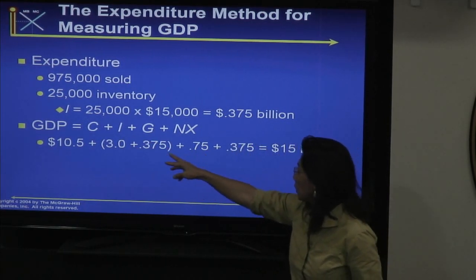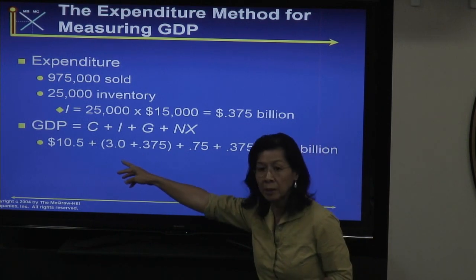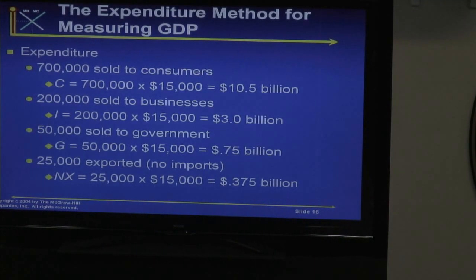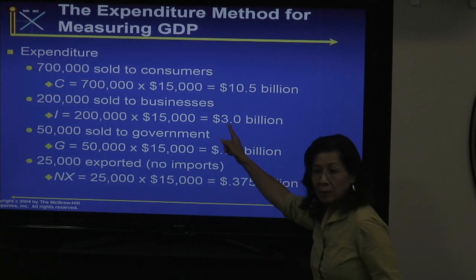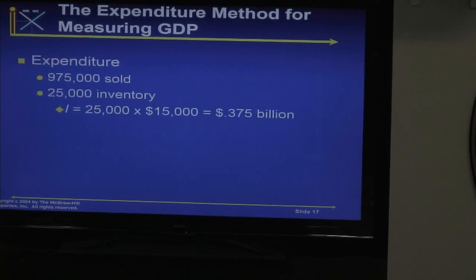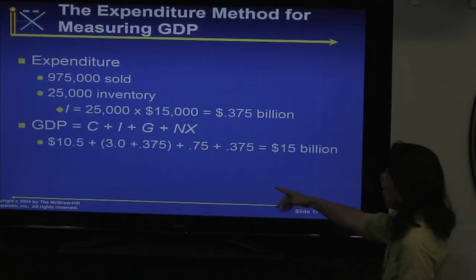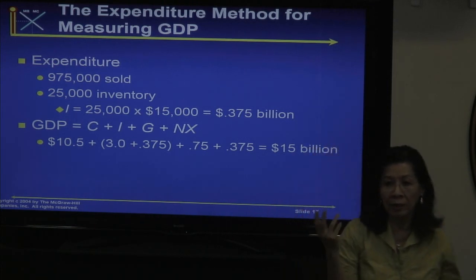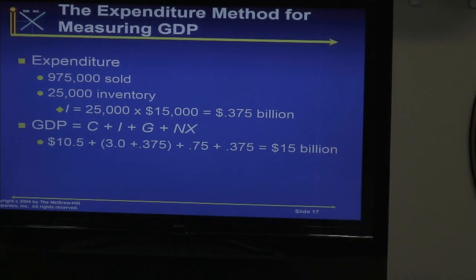One is 0.375, which is your inventory. The 3 is from the previous screen. Let's go back, that one right there. And then the other 2 are the same, the G and the NX. So you add up to be the same, 15 billion. So what this is saying is no matter what method you use, production method or expenditure method, it should come out to be the same.